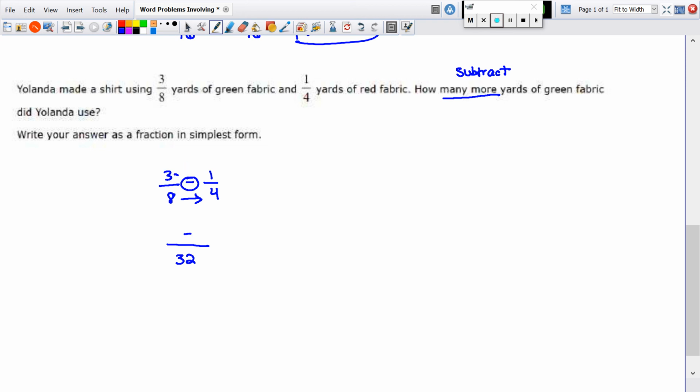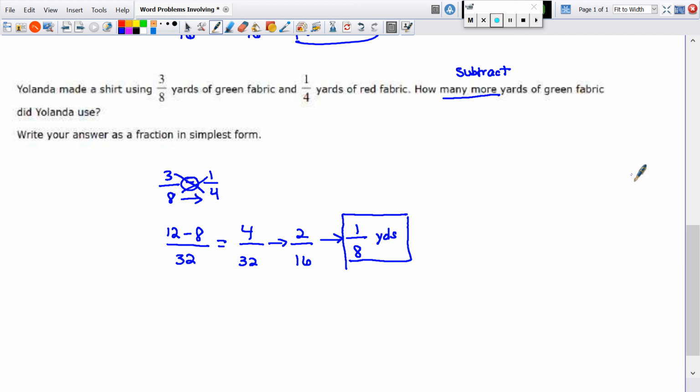Start with the upper left-hand corner and cross multiply. 3 times 4 is 12. 1 times 8 is 8. 12 minus 8 is 4/32. But those are both even, so we can cut them in half. So half of 4 is 2. Half of 32 is 16. They're still both even, so we can still keep cutting them in half. Half of 2 is 1. Half of 16 is 8. 1/8 cannot be simplified, so 1/8 yards is how much more she used.